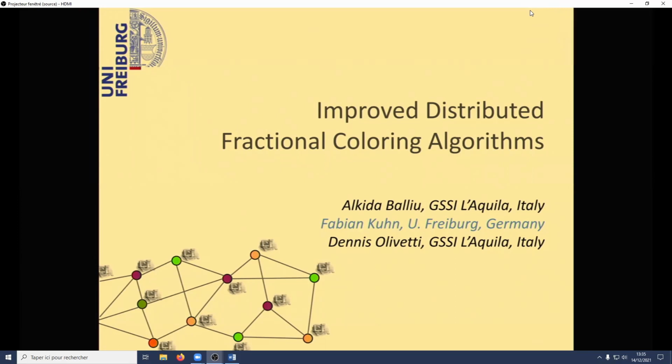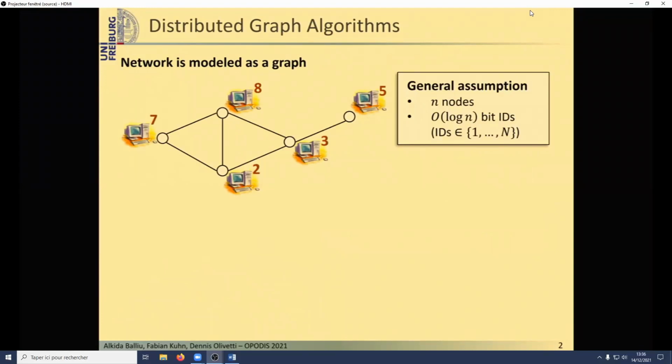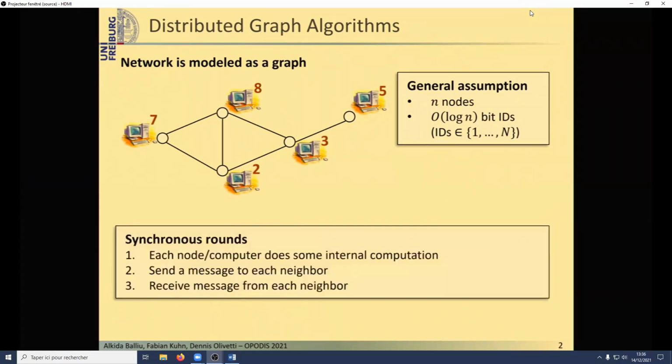Okay, so let me start by explaining what the problem is that we're trying to solve here, and maybe also a little bit why we should care about it. We're in the context of distributed graph algorithms. In the classic setting, the network is modeled as a graph. The general assumption is that we have n nodes, the nodes of the graph have unique IDs, and the nodes communicate in synchronous rounds.